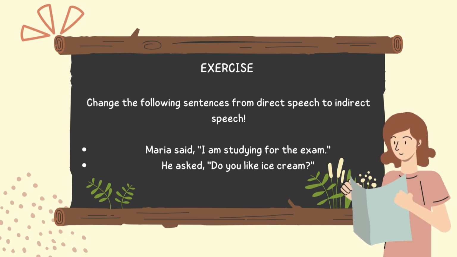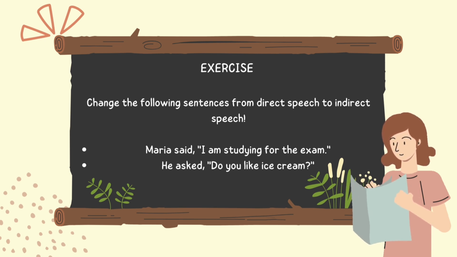Now we go to the exercise. The first rule is change the following sentences from direct speech to indirect speech. The first direct speech is, Maria said, "I am studying for the exam." And the second one is, he asked, "Do you like ice cream?" Do you guys know how to change it?